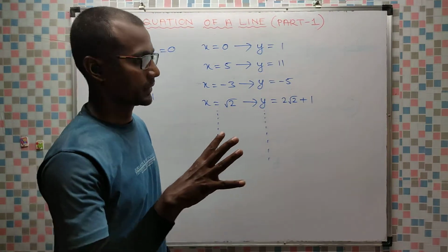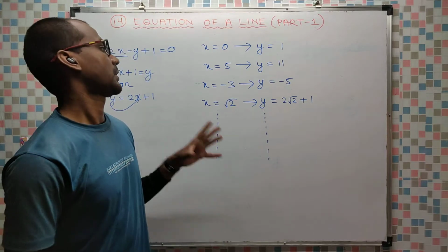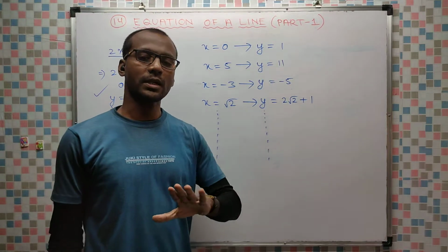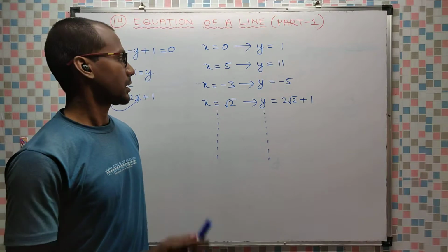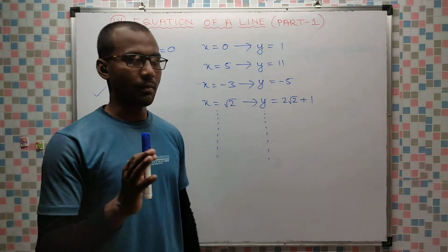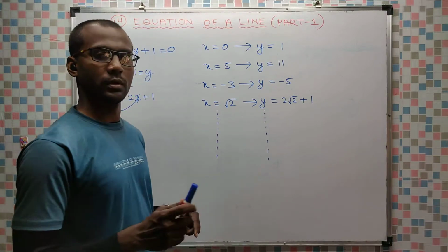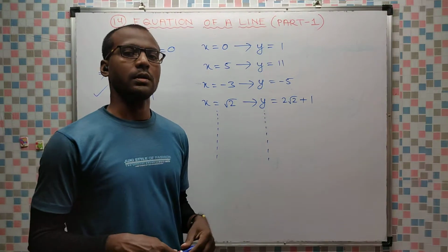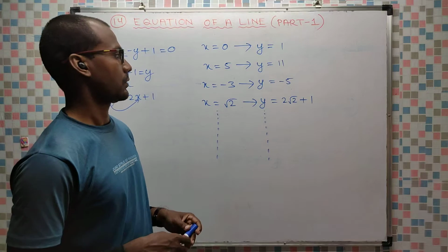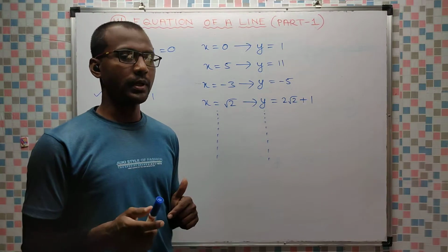Next, one thing we got is that a linear equation in two variables has infinitely many solutions. Now let us plot this on a graph paper. I don't have graph paper, so I will do this on the board. If you want, you can take a graph paper.